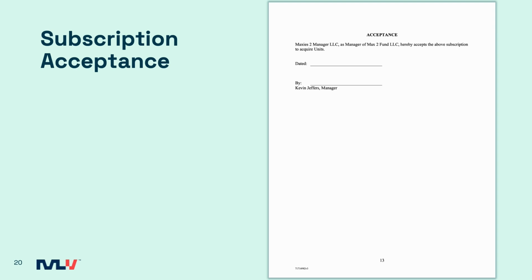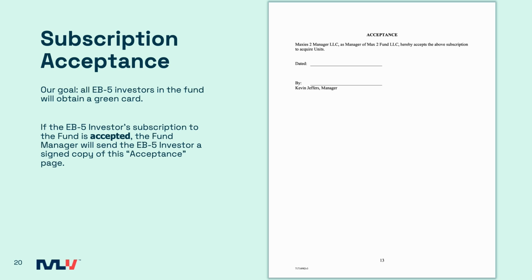Once the investment funds have been received and the subscription documents reviewed, the EB5 fund manager will determine if the investor will be accepted into the EB5 fund. The goal is always to only allow investors to move forward if they will be approved for the green card application. Once accepted, the EB5 fund manager will sign and email a copy of the acceptance page to the EB5 investor. The EB5 fund manager will also send a copy to the EB5 investor's immigration lawyer.